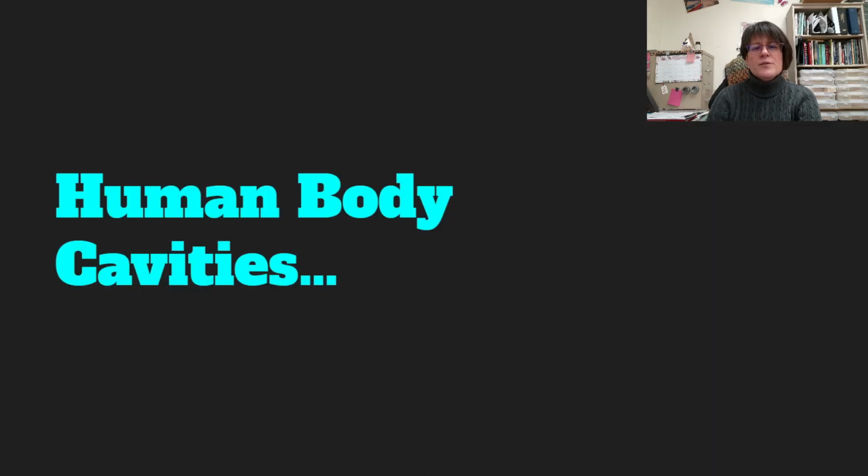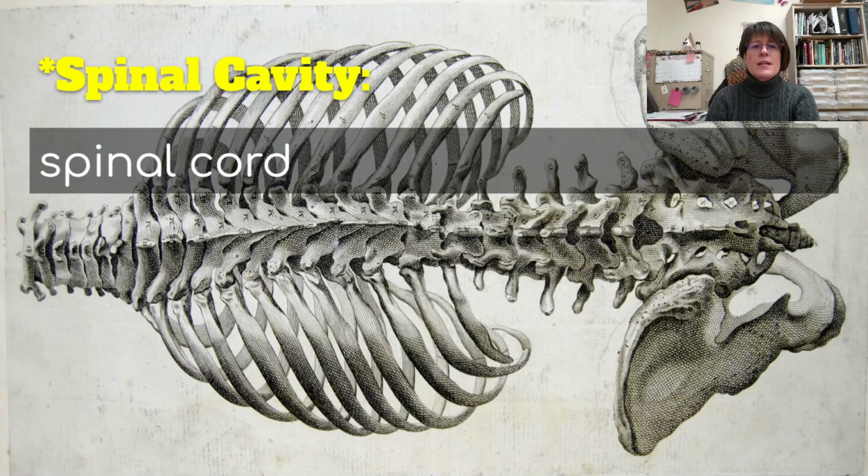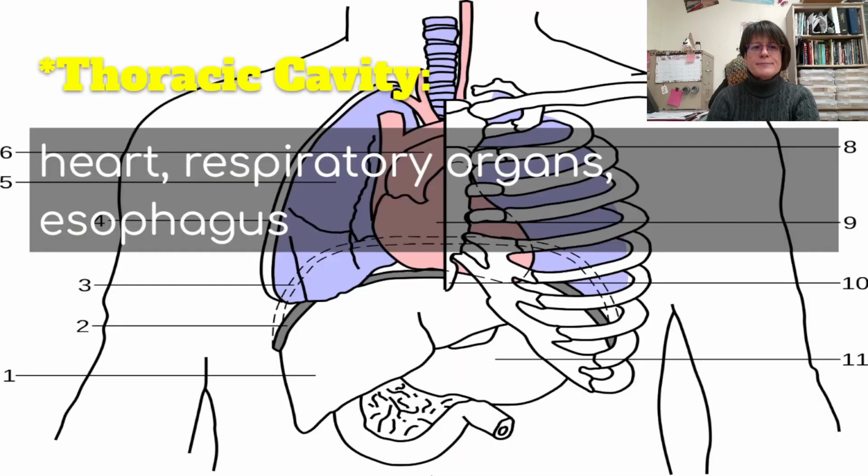Now, we're also going to be taking a look at some human body cavities. So, when we talk about different parts of the body, these are the cavities we're talking about. The first is the cranial cavity. That is the brain, the cranium. Sometimes you hear that word used for the brain. The spinal cavity contains the spinal cord, so just the spinal cord down the middle there in the picture.